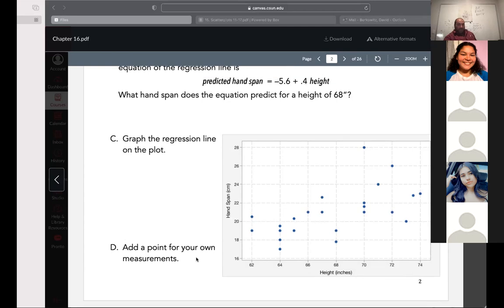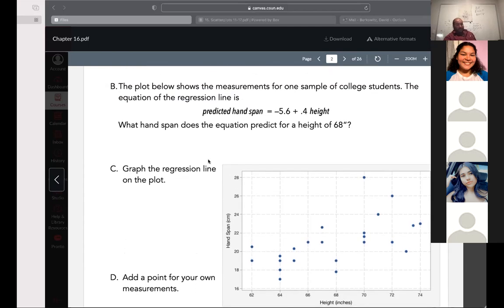Now they took this data and they plugged it into a calculator, because we don't do this by hand. And the calculator spat out the best fit line. And that's the line of negative 5.6 plus 0.4 times height. Does everyone agree that hand span is my y, height is my x? So this is the form of a line, is it not? y equals mx plus b.